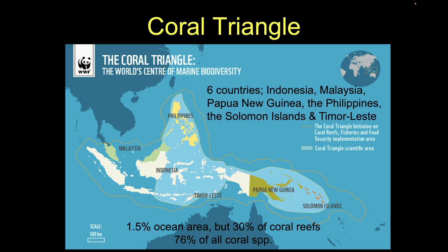It's a relatively small chunk of the surface area of the world's ocean or land, but it has a tremendous amount of diversity. This is where almost all the marine diversity peaks: fish diversity, coral diversity, invertebrate diversity. So this Coral Triangle is the mothership for a tremendous amount of diversity of life. I have it here as 1.5% of the ocean surface area, but 30% of all the coral reefs and 76% of all the coral species.